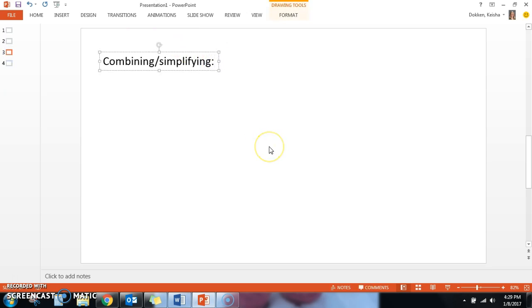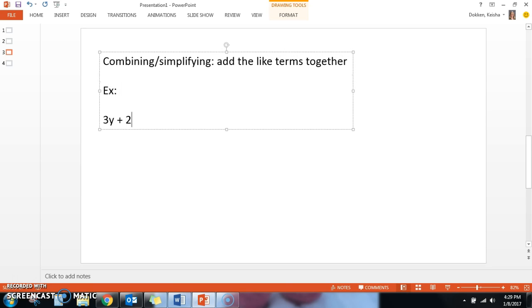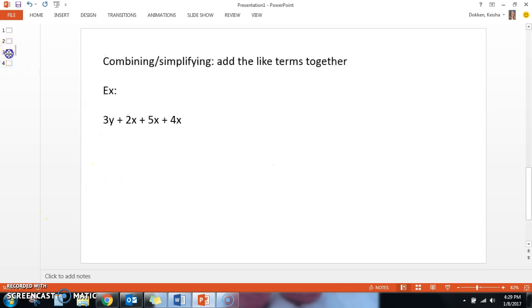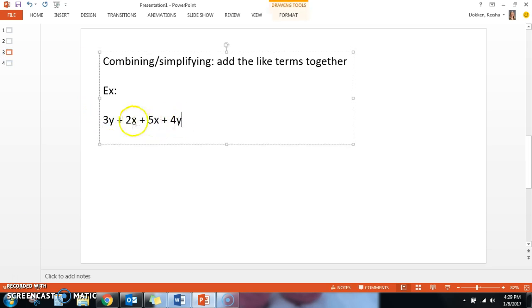Combining and simplifying mean the same thing when you're talking about like terms, and that is where you add the like terms together. So for example, in the expression 3y plus 2x plus 5y plus 4x, if we were to combine the like terms, we would be looking for the things that have the same variable. Let's make this last one a y.